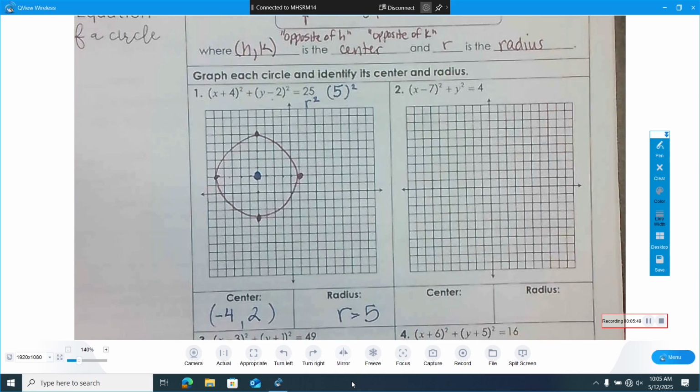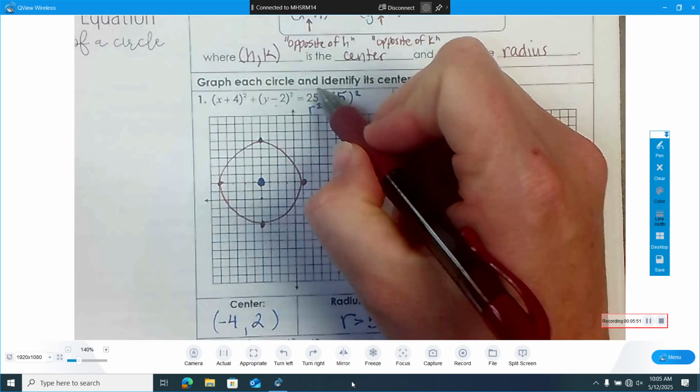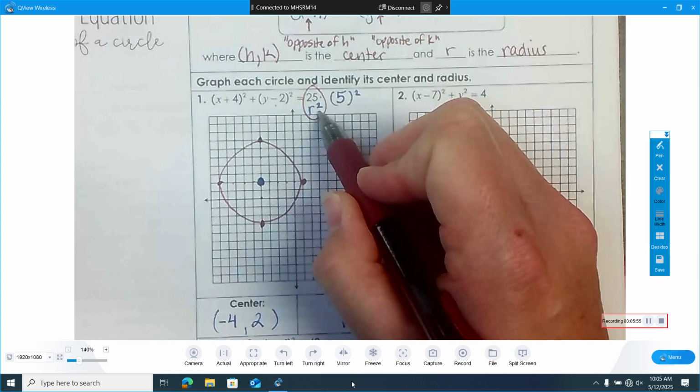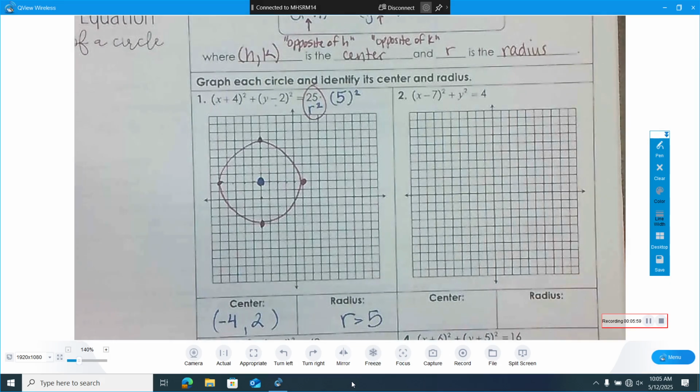How'd you get 5 out of that? So the constant on the end is the radius being squared. So we said, hey, what number squared gives us 25?